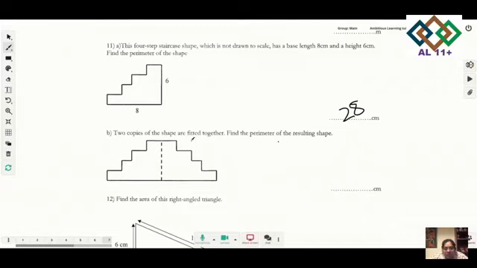They are saying there are 2 copies of the shape fitted together. So there are 2 shapes like this fitted together, and you need to find the perimeter of the resulting shape. So you know about one shape, you just need to find the other one. That's an easy one. For part B, your answer will be 44 centimeters, because there are 2 shapes like this. So one shape plus another shape. The answer is 44 for this one.